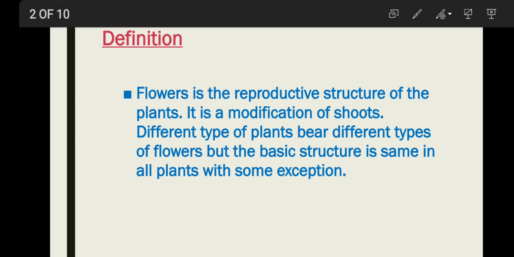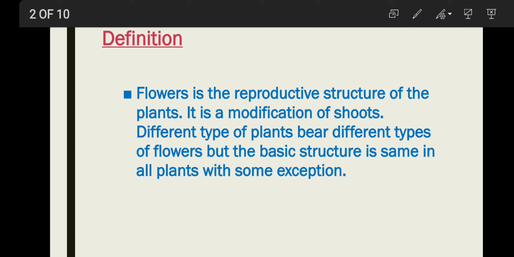So the definition for flowers is: flowers are basically the reproductive structures of the plant. It is a modification of shoots. Different types of plants bear different types of flowers, but the basic structure is the same in all plants with some exceptions. What does it mean? Basically, a flower is a specialized reproductive shoot of a flowering plant which consists of a receptacle on which are inserted some of the necessary flower parts.